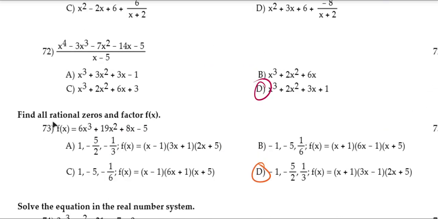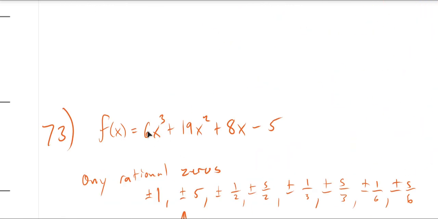Question number 73 asks us for all the rational zeros. I believe we're backing away from the rational zeros theorem, but just to wit, if we're given a polynomial like 73, we have only to look at the constant and the leading coefficients to figure out what rational zeros are possible.